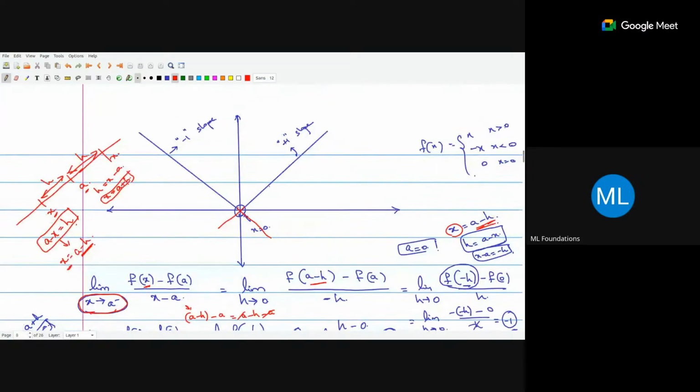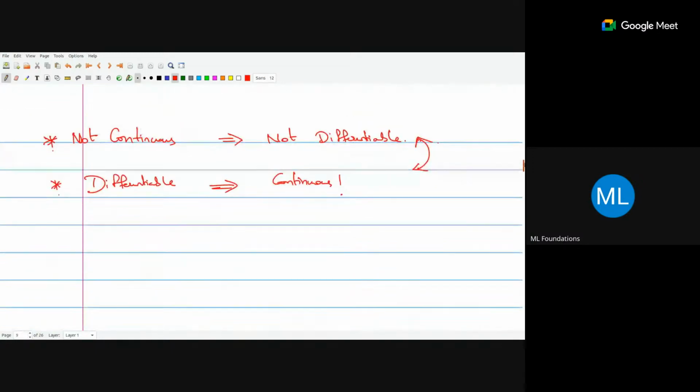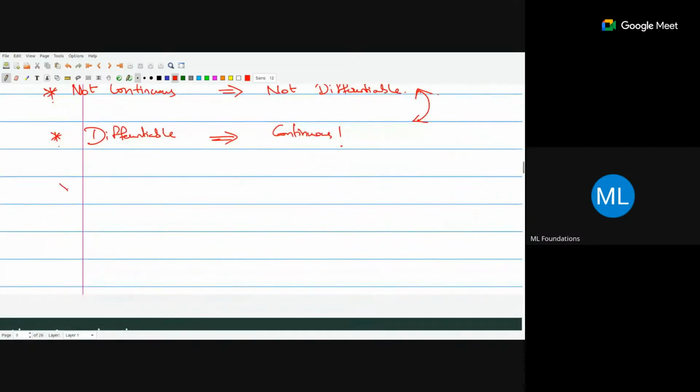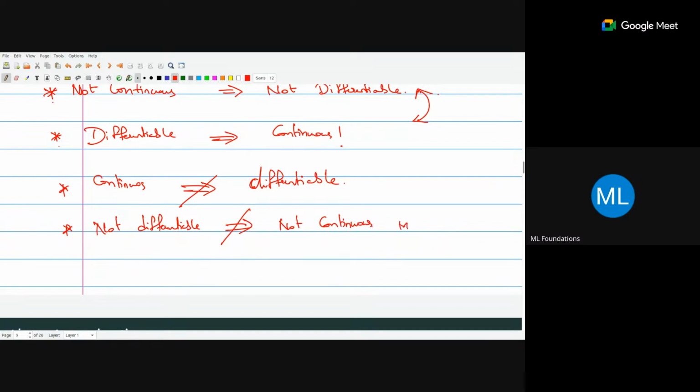The very good example is this. Mod x is continuous but not differentiable. So I will write those down also. If it is continuous, it may not imply that it is differentiable. And again, the contrapositive for this is, if it is not differentiable, you cannot conclude that it is not continuous. May or may not be.